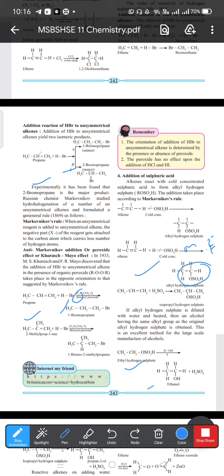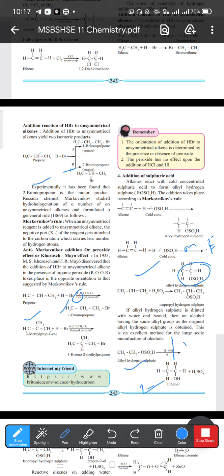CH3CH2OSO3H, ethyl hydrogen sulfate, is hydrolyzed in presence of water by heating. In this, the HOH bond is going to break, and by breaking this bond of HOH we'll get CH3CH2OH.